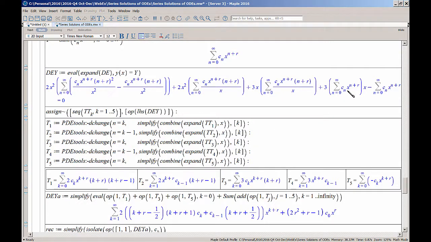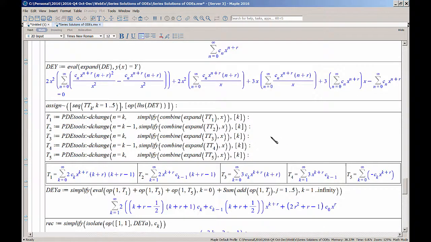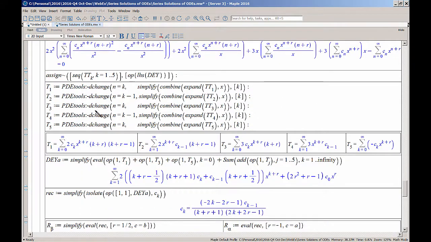This one, because of where this x is hiding on the right hand side of it, this goes to n plus r plus 1, so n has to become k minus 1. And this one, there's no change. So now, having made those transformations, I will rename the transformed sums, and these are just T1 through T5, and here they are. T1 will look like this, T2, T3, T4, T5.